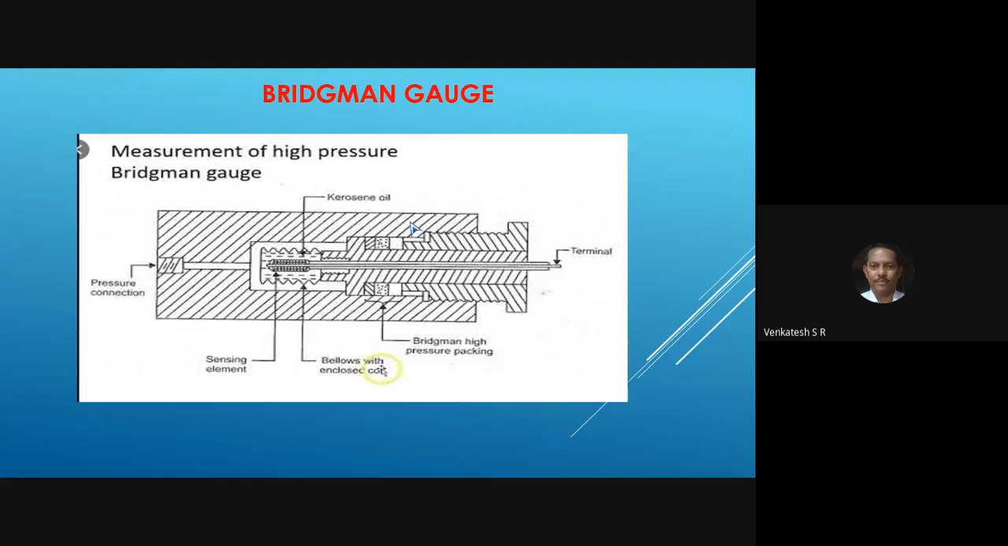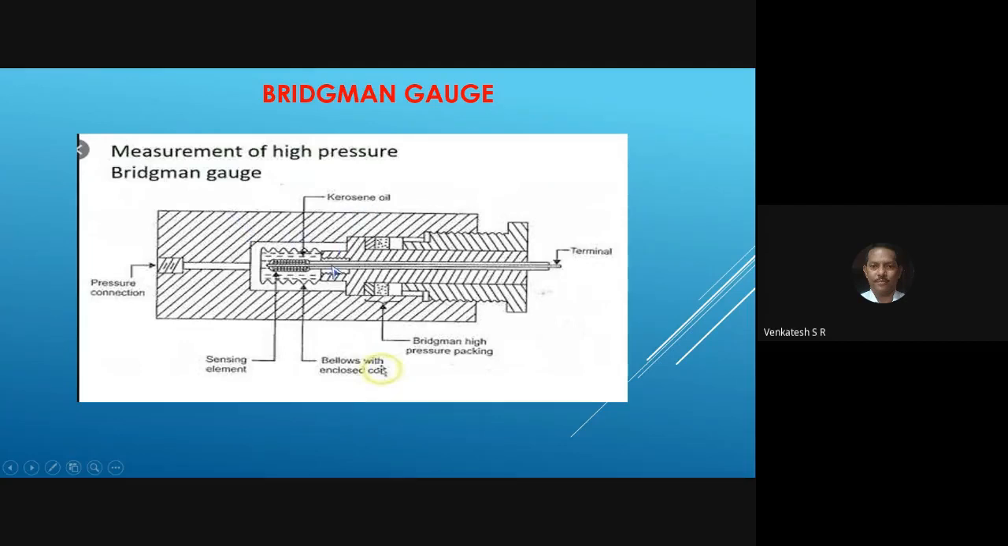Safety stock of previous month will begin. All of you observe here. This end you have to connect to the pressure source, and there will be a provision to connect this with the rod, and there will be a sensing element which is immersed in the kerosene.